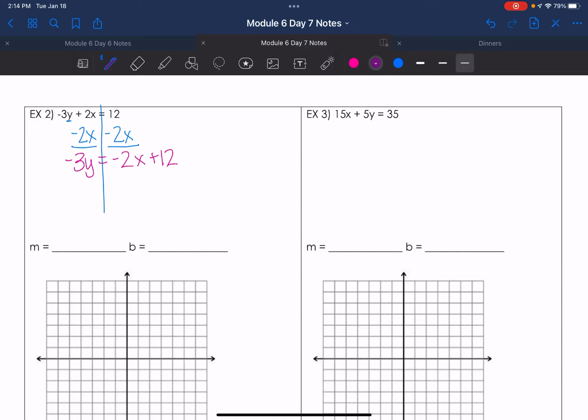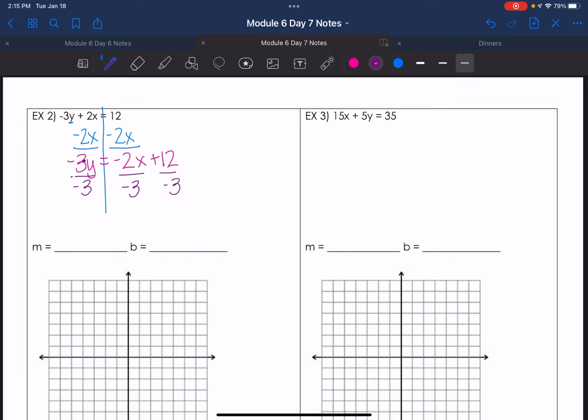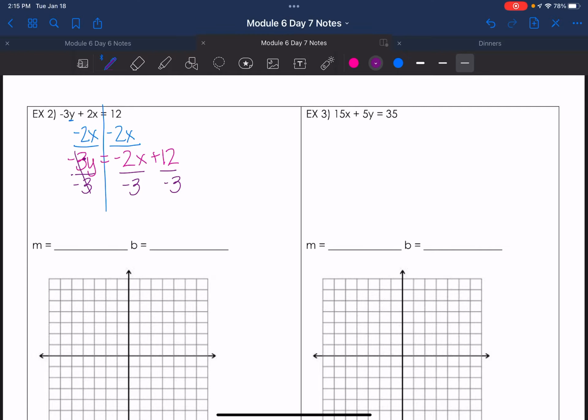Now, because I have -3 next to my y, that is multiplication, I am going to divide by -3. Divide by -3 on both sides and divide it by everything. So -3 divided by -3, those cancel out, so we're left with y on the left side equals -2 divided by -3. Those become positive. So negative divided by a negative is a positive 2 over 3x, and then 12 divided by -3 is -4.